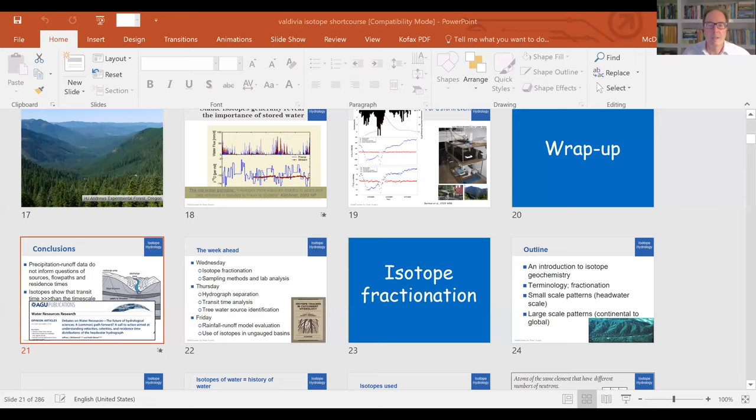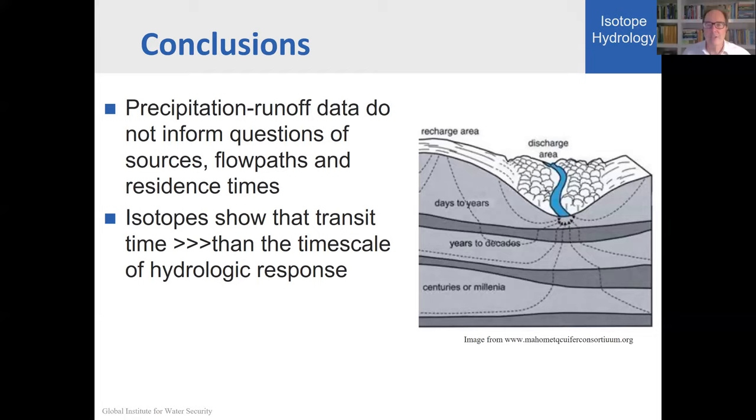Let me just see if I have a diagram I could share. Let me just share my screen briefly. I want to show you a diagram. Can you see this diagram on the right?